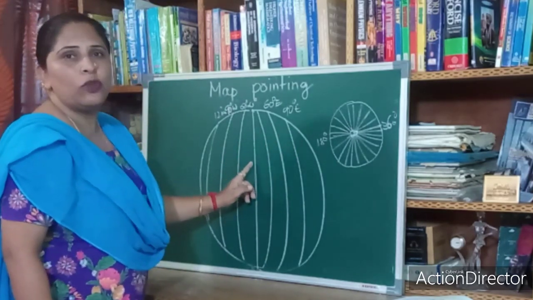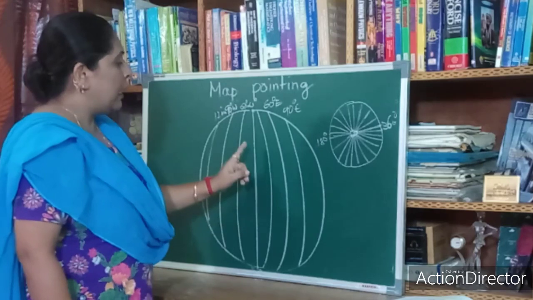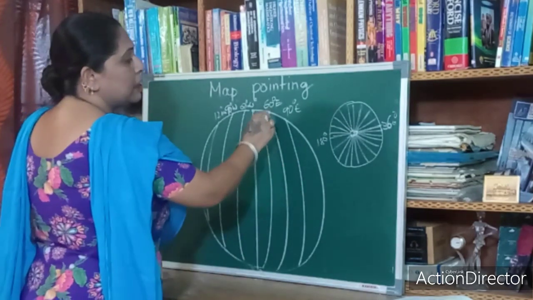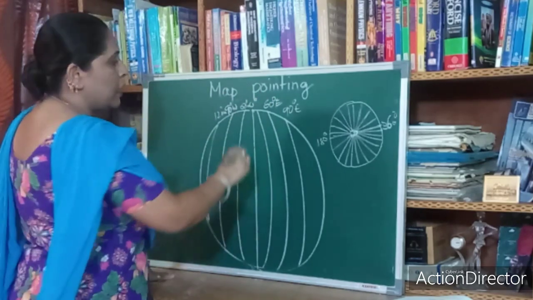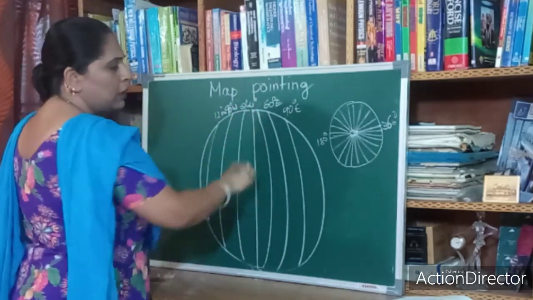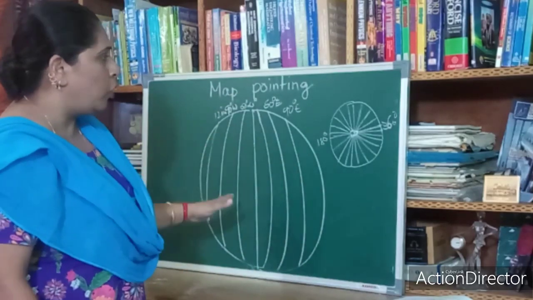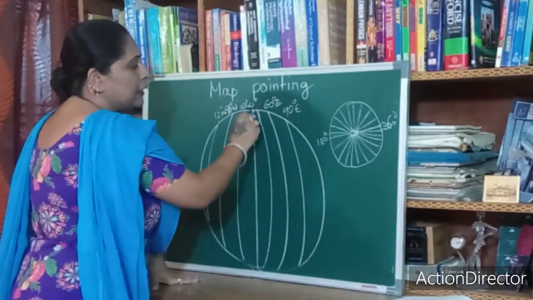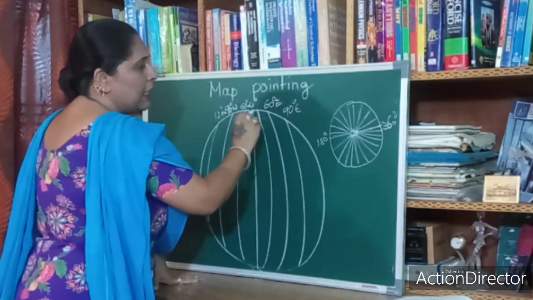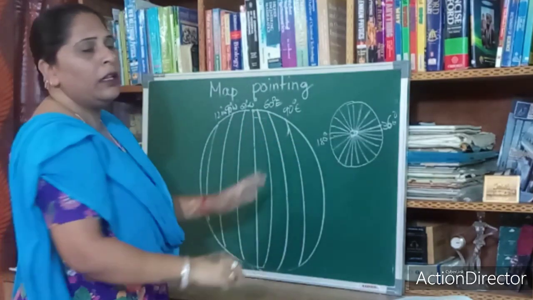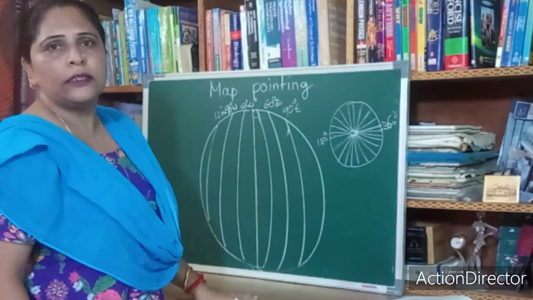This is known as the prime meridian, I told you. The longitudes which lie to the east of the prime meridian are mentioned as east. Suppose this is 30 degrees, because this is a small board, I cannot make totally 360 degrees on the board. So let us consider this is 30 degrees, this is 60 degrees east, this is 90 degrees east, and further it will come up to 180 degrees east.